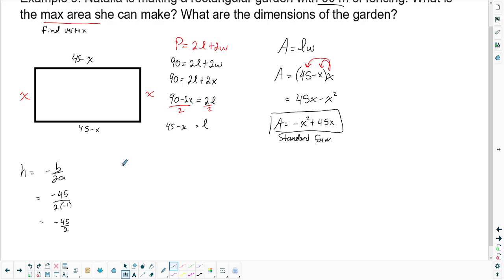Okay, so then your k value, what we're doing is we're finding the area. So it's an area formula. So A equals negative of negative 45 over 2 squared plus 45 times negative 45 over 2.